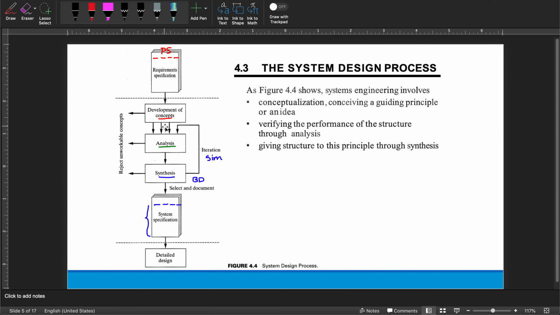So what's going to go on here is some thought process. You are going to come up with the concepts, the concepts for basically designing the system, all right? And you're going to take that and analyze it and synthesize a block diagram, essentially, okay?